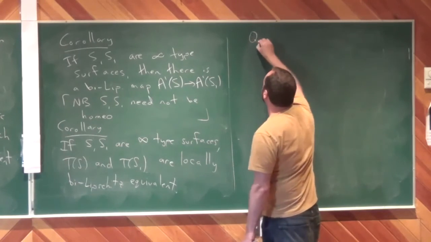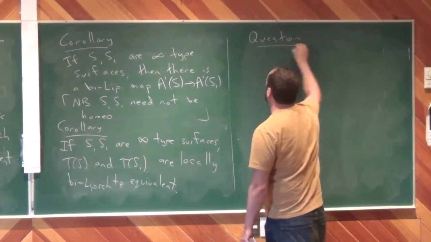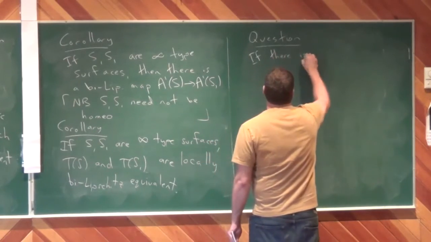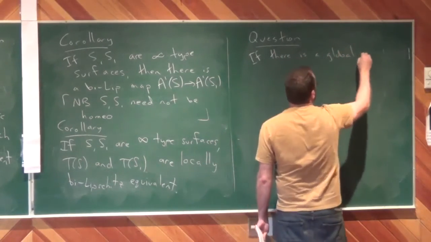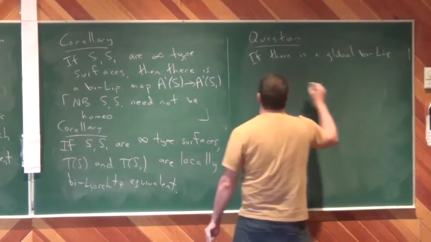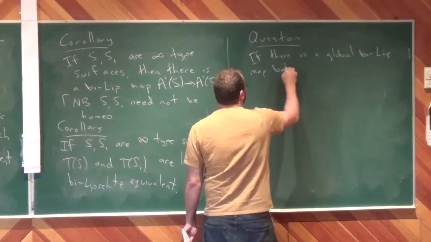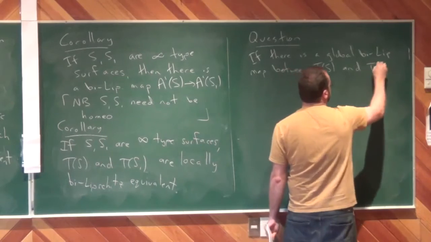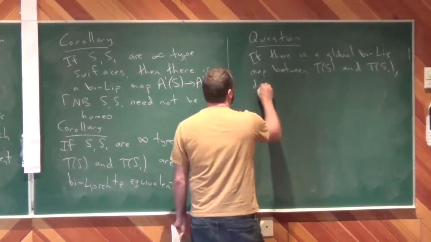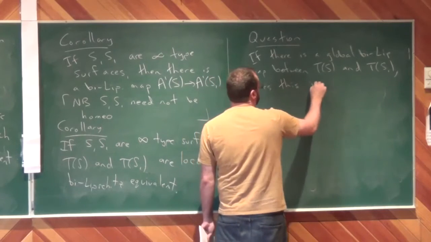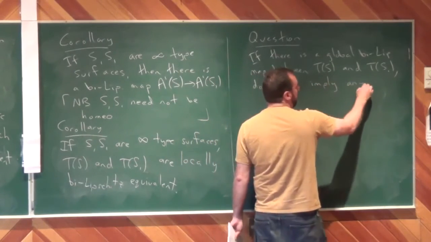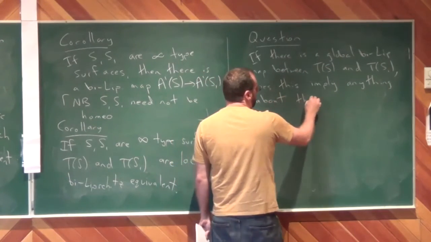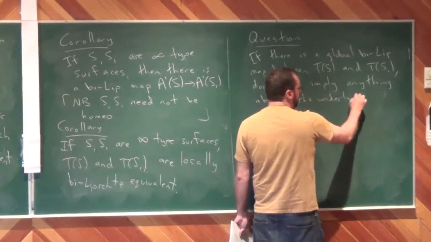So I guess a question here, which could go in the open problems session later, is that if there is a global bi-Lipschitz map between, say, T(S) and T(S1), does this imply anything about the underlying surfaces?